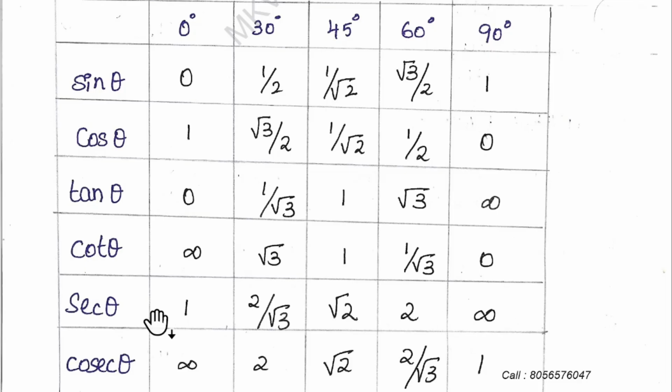that is not defined. Okay, so for cosecant theta, just go from the last. Not defined, 2, root 2, 2 by root 3 and 1. So remember, cos, cot and cosecant, you can go from the backwards of the previous ratio. If you need to find cos, go from the backwards of sine. You need to find cot, go from the backwards of tan, and for cosecant go from the backwards of secant.